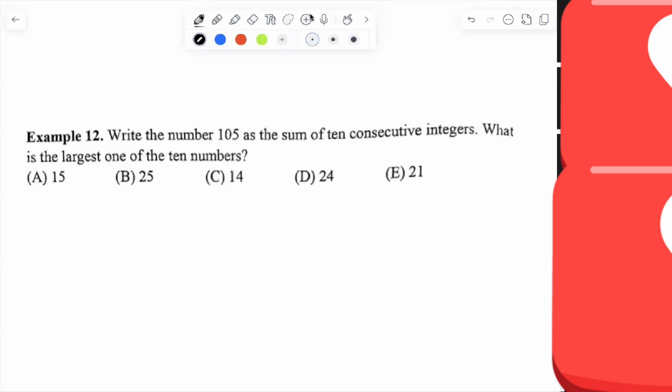For those of you that used 14 times 15 over 2, that doesn't work because there's going to be 14 integers, but we only have 10 in this case. Make sure you use it when you have the greatest number, not in a case like this; make sure it matches up. All right? Let's move on to example 13.